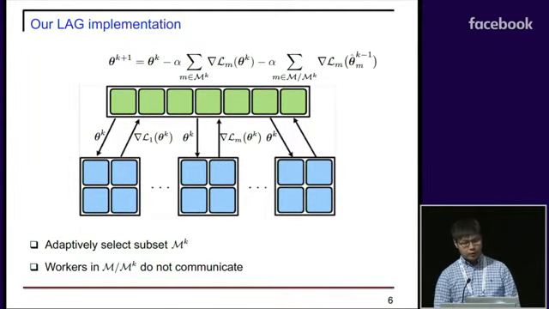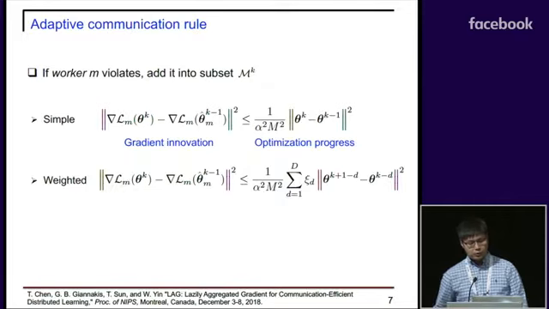However, instead of requiring all workers to upload the gradient, LAG only selects a subset of workers M_k to upload the gradient, and uses the old gradient for the remaining workers that do not upload. Therefore, the key question here is how we can choose M_k in a way that it will not affect the optimization progress but save the communication. So we propose a simple way to select M_k.